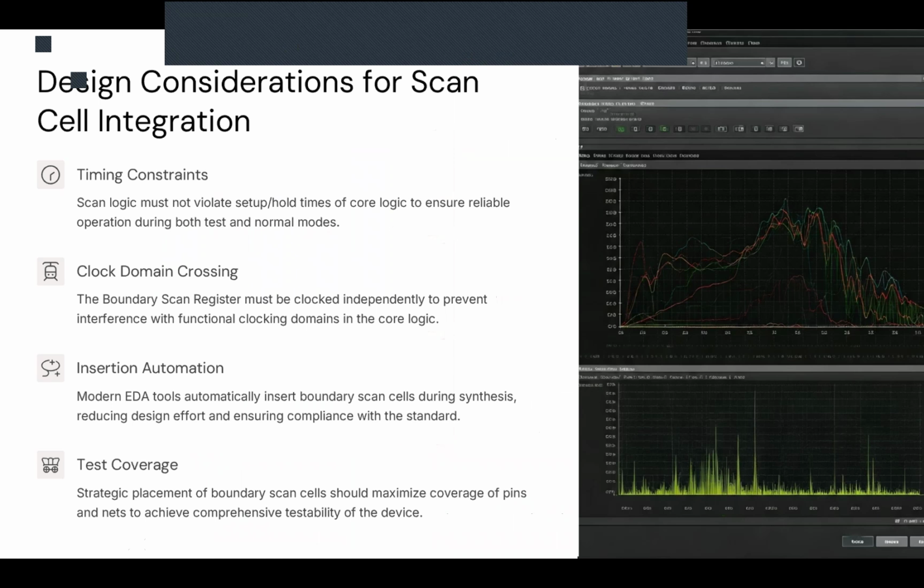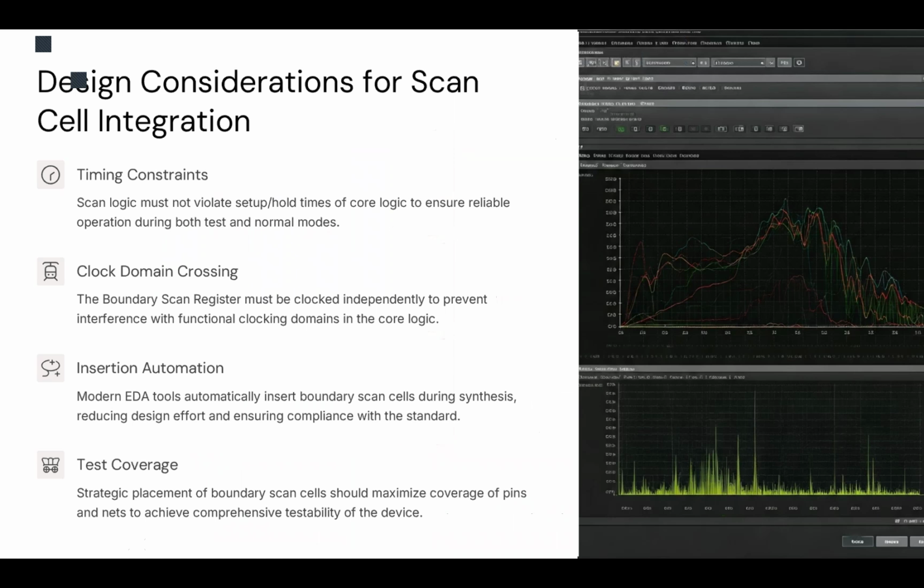Now, when we design and implement these boundary scan cells, there are some challenges in the process. Even though the IEEE 1149 provides a standard for functionality, the physical integration of scan cells still has constraints like timing, layout, and even tooling that we have to address.